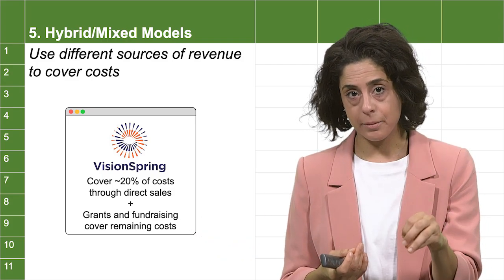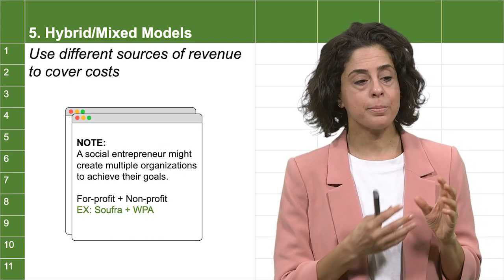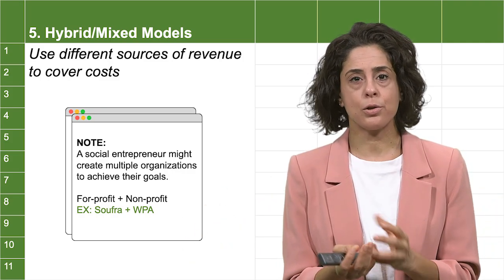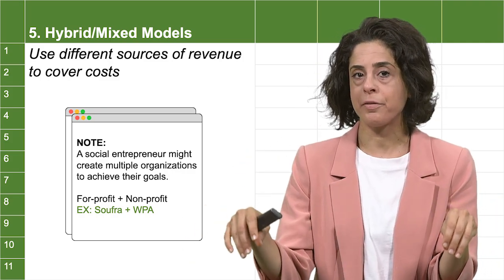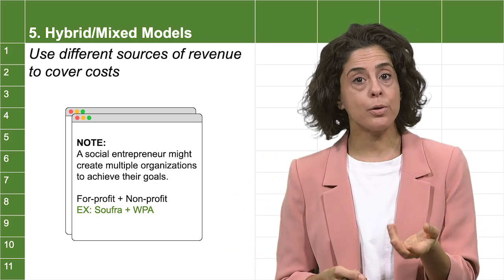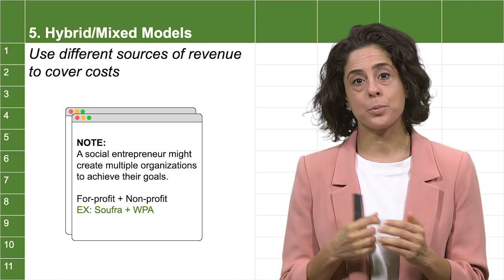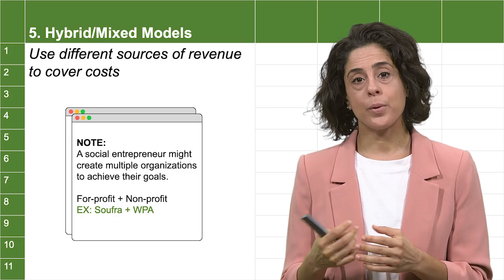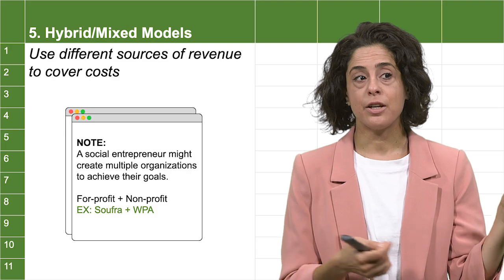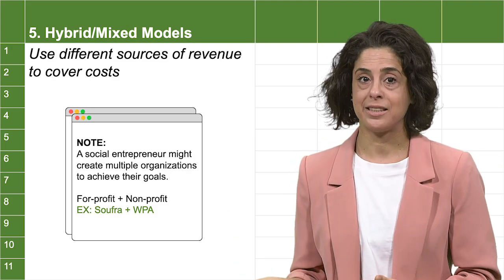And sometimes a social entrepreneur or group of social entrepreneurs might create multiple organizations to achieve their goals using a hybrid mixed model. So they might have a for-profit company and a nonprofit company operating as sister companies. An example of this is the Women's Program Association that we talked about in the last module, that was working in the refugee camps in Lebanon, where the Women's Program Association had charitable activities, and they started a new company for Sufra, the catering company and food truck, to generate revenue to help fuel these activities.